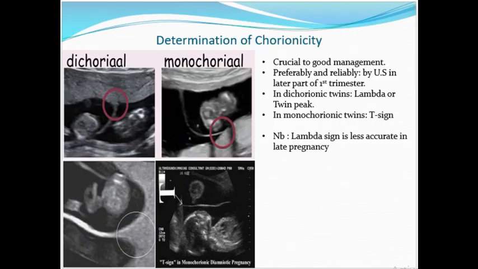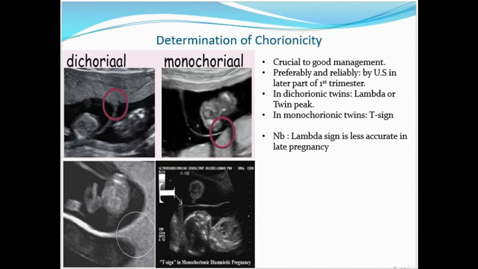Now, determination of chorionicity is very important, because each of these twins present with different complications. And so it's very, very important that we are able to differentiate or determine the type of chorionicity as the pregnancy advances, because it will also help us in managing these women. And so we can determine the chorionicity preferably and also reliably with an ultrasound, usually within the later part of the first trimester.